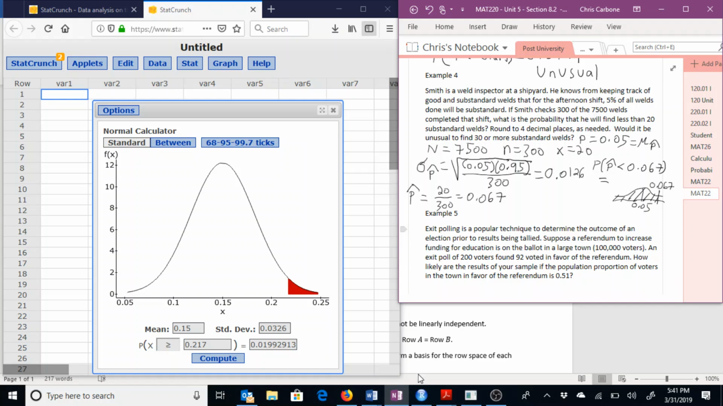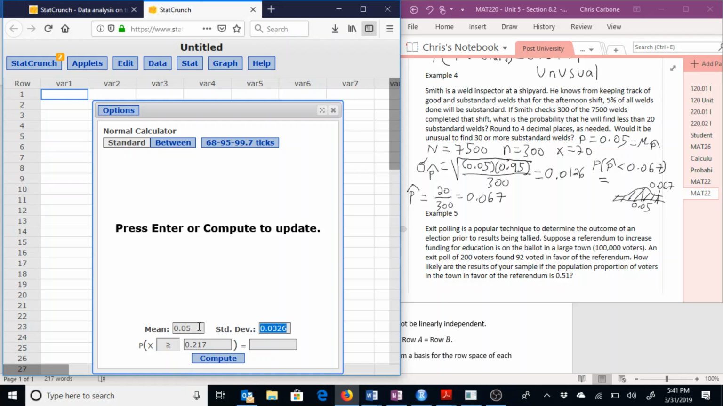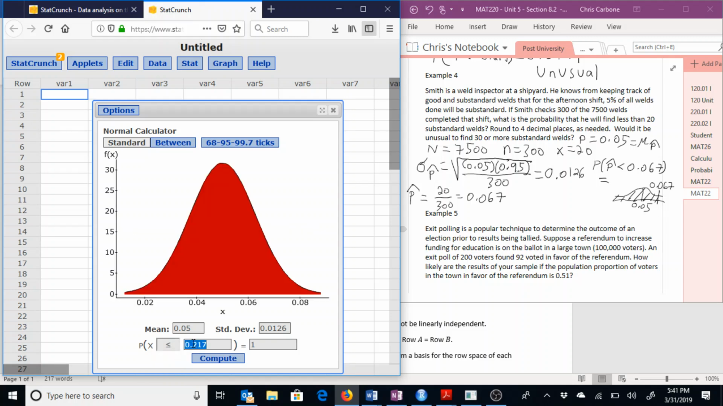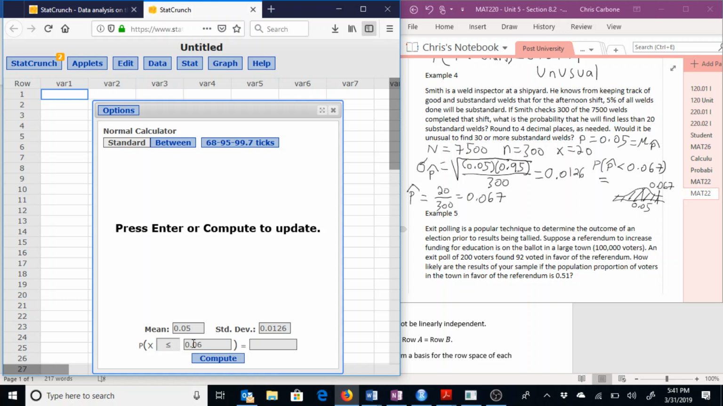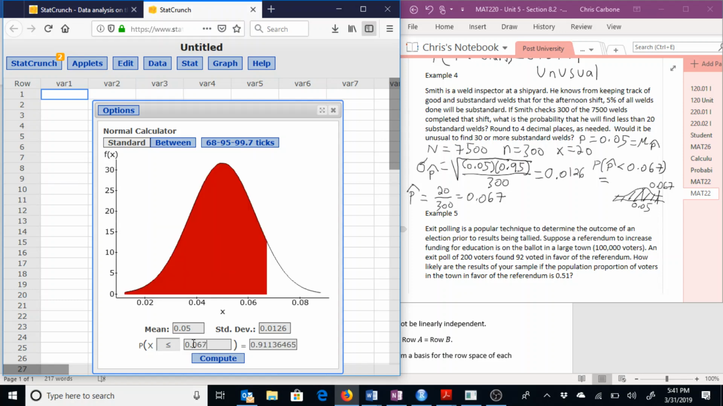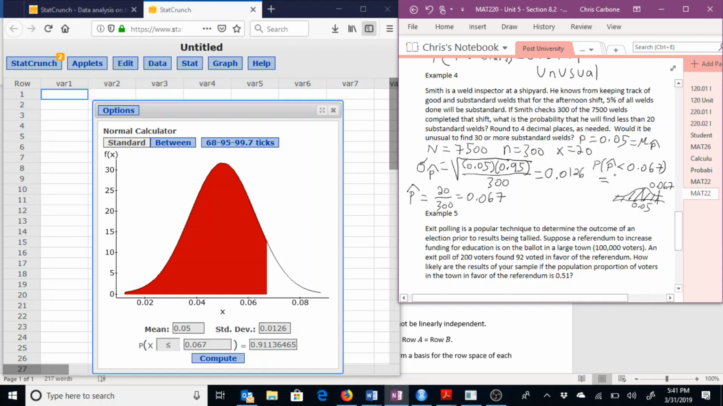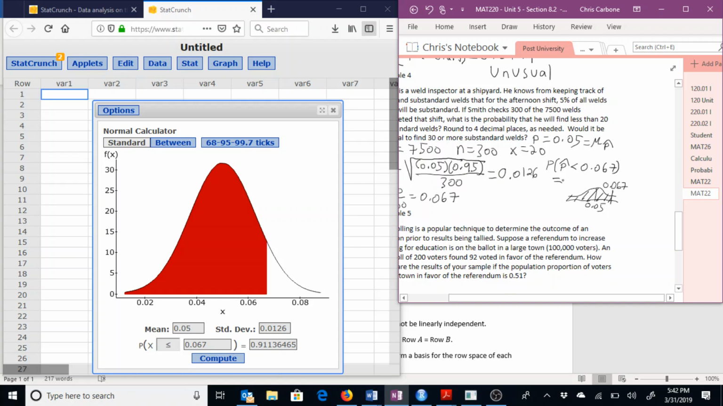So tossing these numbers into StatCrunch. So 0.05 for the mean, 0.0126 for the standard deviation. We want this to be less than 0.067. Throwing that into StatCrunch, we'll get a value of 0.9114.